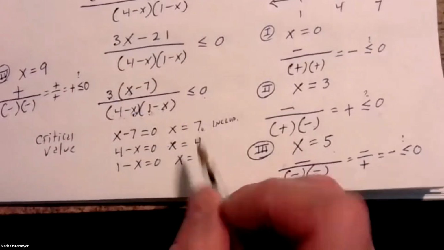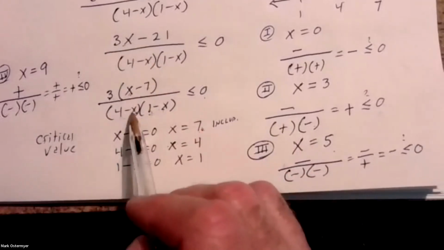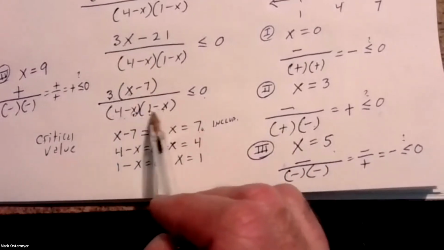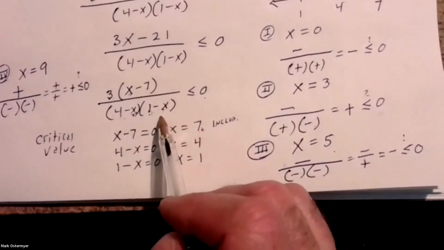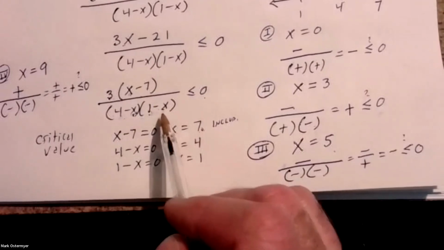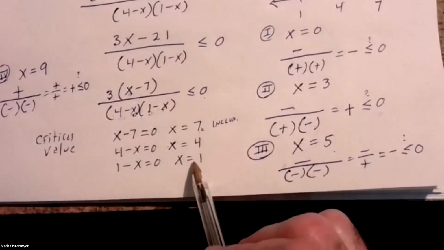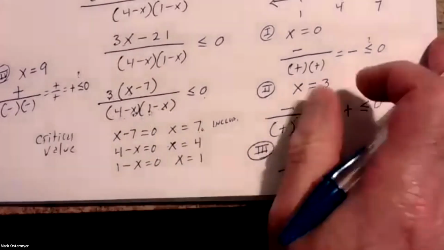Is 1 in the solution set? Well, if you put 1 in here, here, and here, then this factor gets into trouble. This factor becomes 0. 1 minus 1 is 0. You'll be dividing by 0. The whole thing is undefined. You cannot include 4 and 1 in the solution set, only 7.